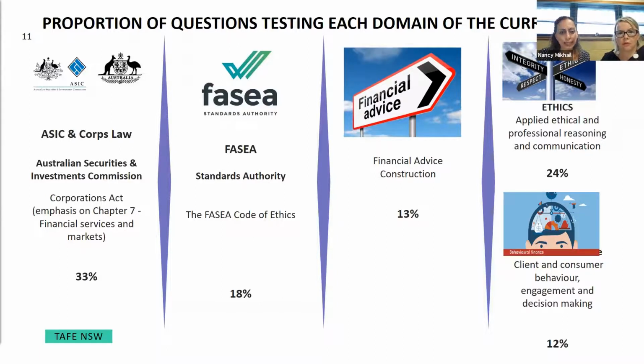24 is in relation to ethics, and 12 is in relation to client and consumer behaviour. Now, this shows you how much time you need to spend studying in those areas. You can see that the major areas are the ASICs and Corpus law and the ethics. This will help guide, if I'm going to sit the May exam and I'm starting to study now, how much time do I need to spend over that period of time?